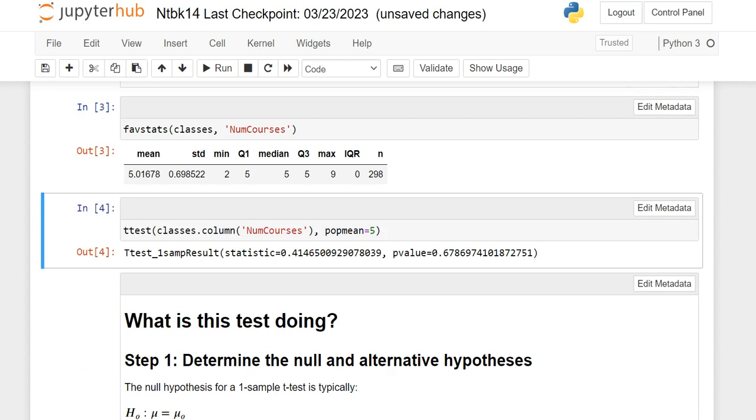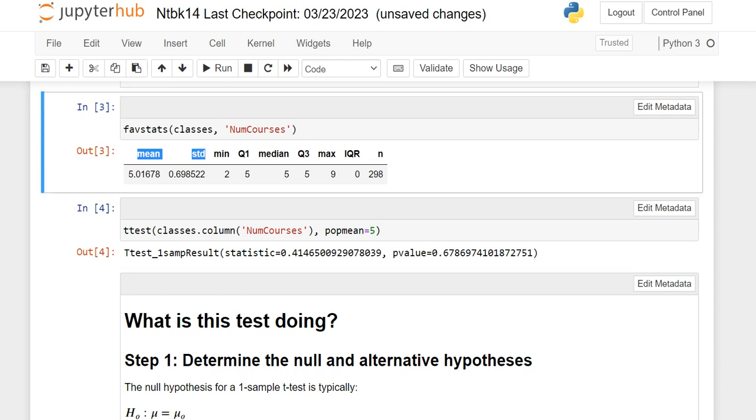a function that provides a bunch of statistics for us, right? The average and standard deviation and the 5-number summary, which is the min, Q1, the median, Q3, and the max. Okay, and notice the sample size is 298. And this is the average number of courses, which appears to be about 5.01, 5.02.